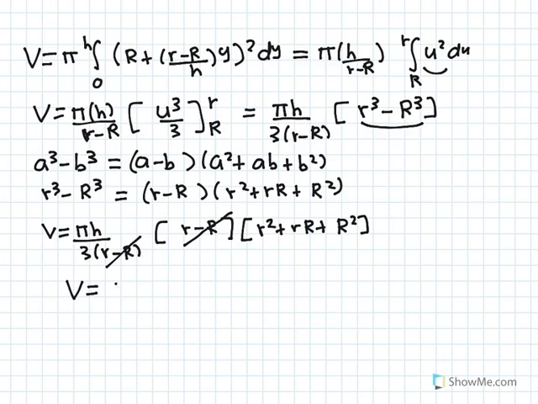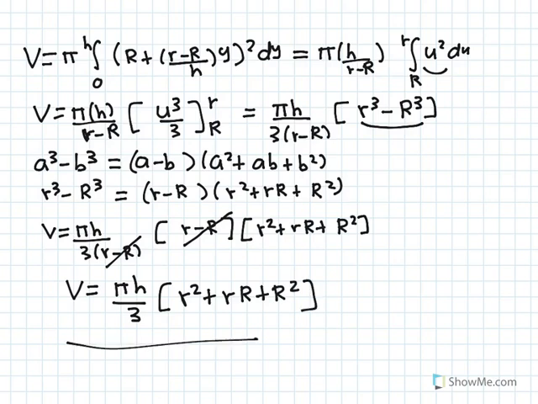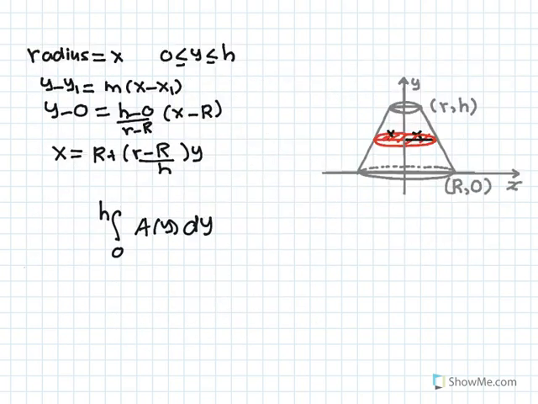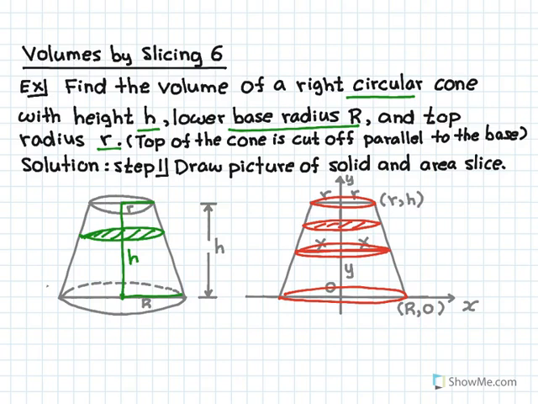So volume is equal to pi h divided by 3 times (small r squared plus small r times big R plus big R squared). This is the volume of the solid that we had on page 1. There it is. That's the volume of the solid.